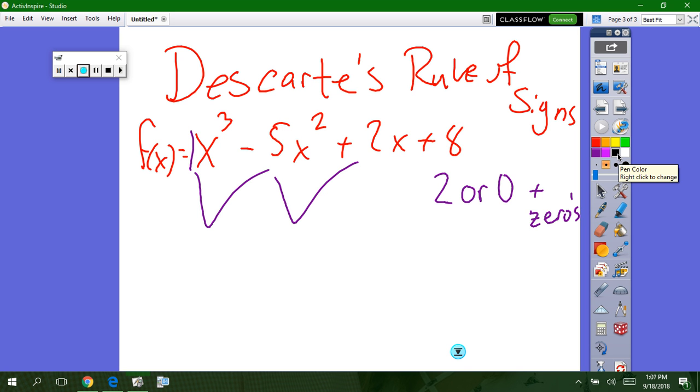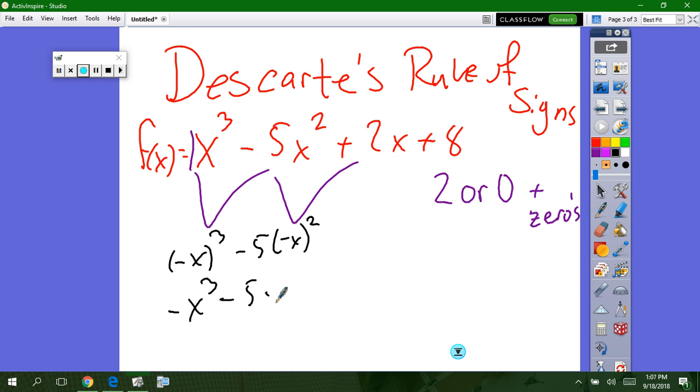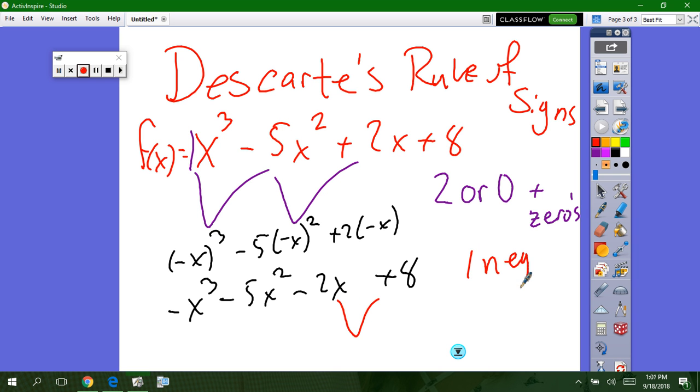Now, for us to find the negative, what I need to do is replace x with negative x. What do we get? Negative x cubed, which comes out to be negative x cubed, right? Minus 5, negative x squared, comes out to be negative 5x squared. 2 times negative x comes out to be negative 2x, and then I have my plus 8. Looking at this right now, how many sign changes? 1 sign change. So that tells us we have 1 negative zero.